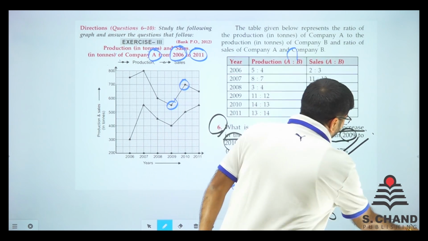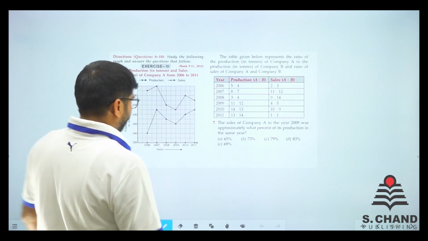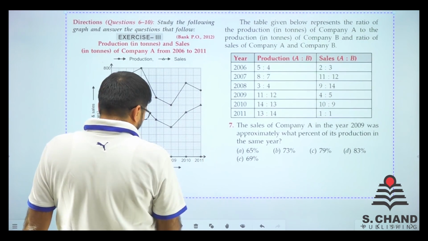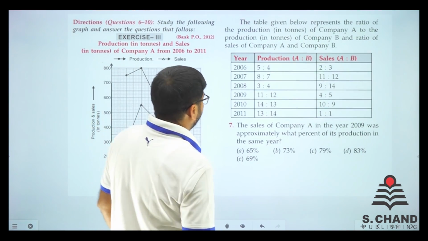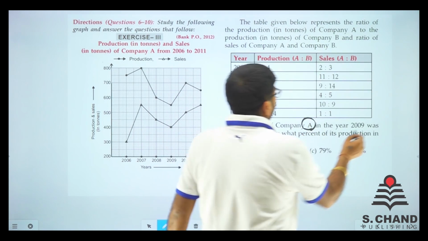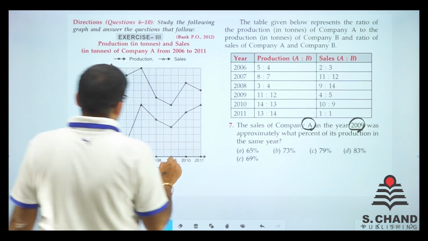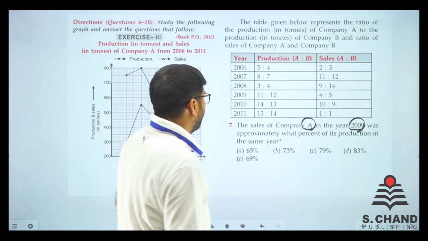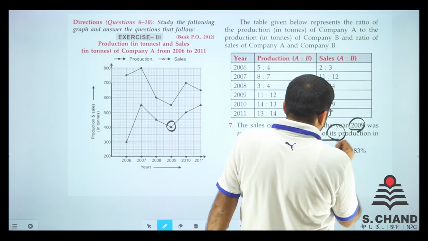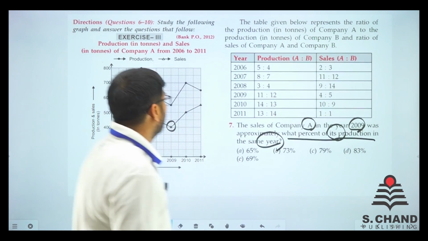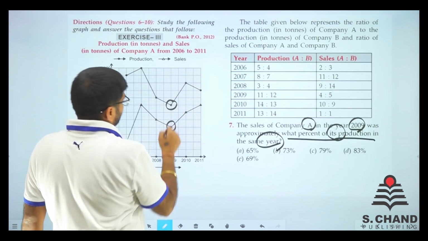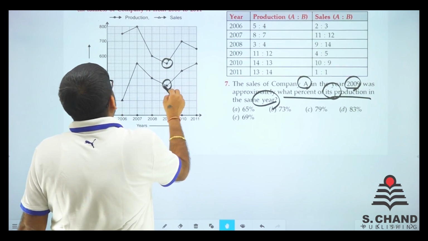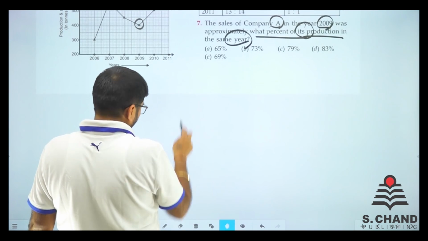Let's see what the next question says. I don't know, let's see. This is again a 2012 bank PO question, and it says: the sales of company A in the year 2009, and what is sales? Sales is this one, right? What does it say? Approximately what percent of its production in the same year? So production is this one, sales is this one. So what is the percentage of sales? See, this is 400 and this is 550, right?